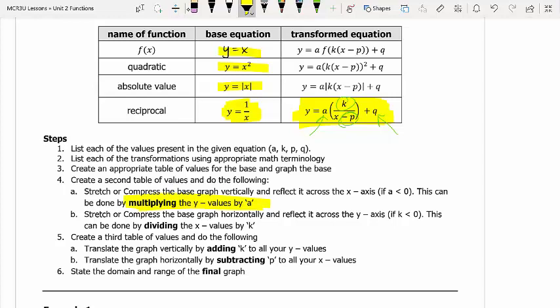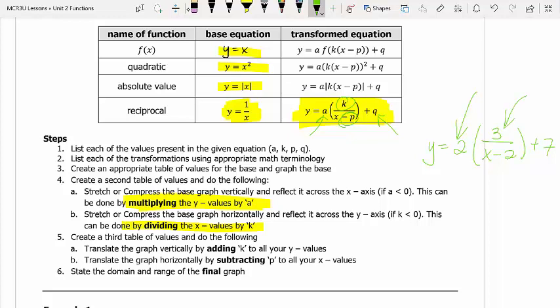Also, if your function has a k value, to apply it to your graph, you divide all of your x values in your table of values by k. Those are two very important things to remember. For example, if you had a function with an a value of 2, you would multiply all the y values in your table of values from your base graph by 2, because there's a vertical stretch.